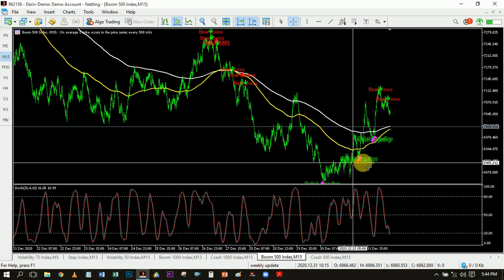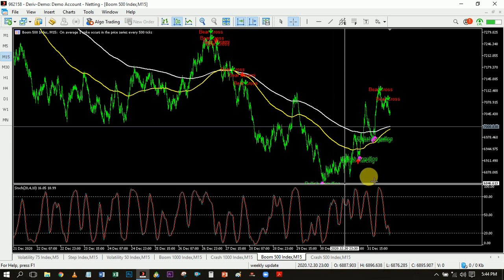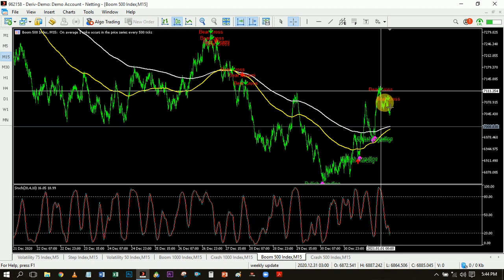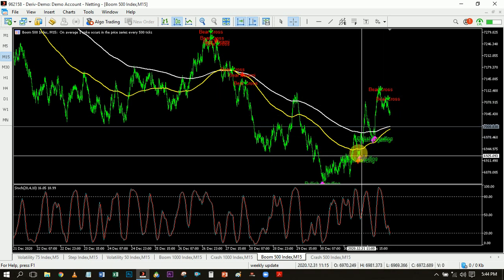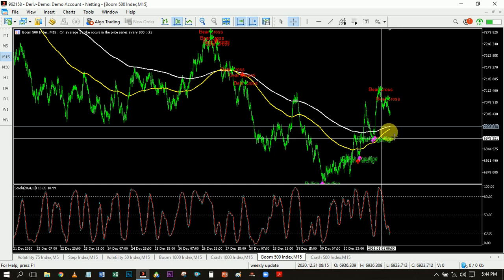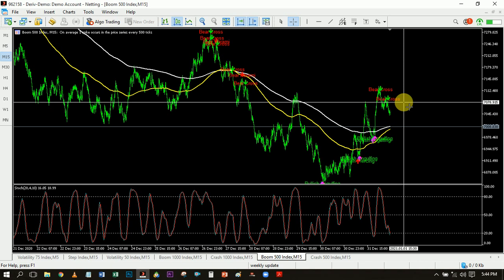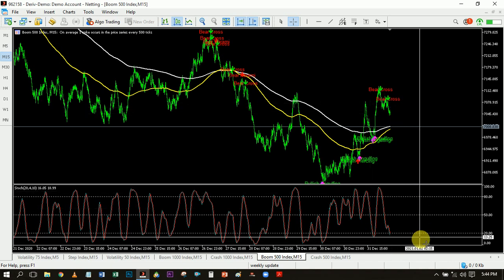You can see bearish piercing, bearish engulfing, bearish engulfing, bearish engulfing. This tells you that the bear market is beginning to take its turn, it's beginning to get strong. So all you need to do is just wait for your moving average to cross, that is the 200 will cross the 400.